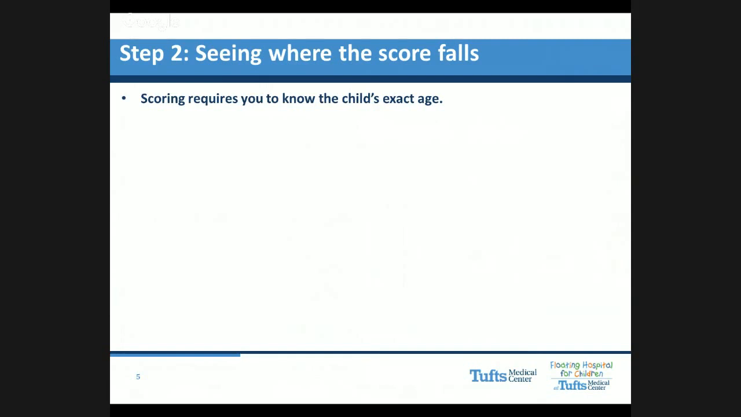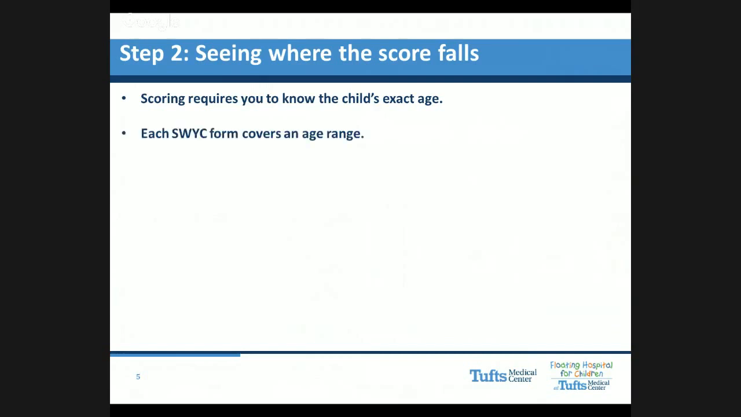Once you have the child's total milestone score, it's time to move on to step 2, seeing whether that score falls in the needs review or appears to meet age expectations category. This step requires you to know exactly how old the child is, in days and months. The milestones is the only subscale of the SWIC that requires you to know the exact age of the child for scoring purposes.